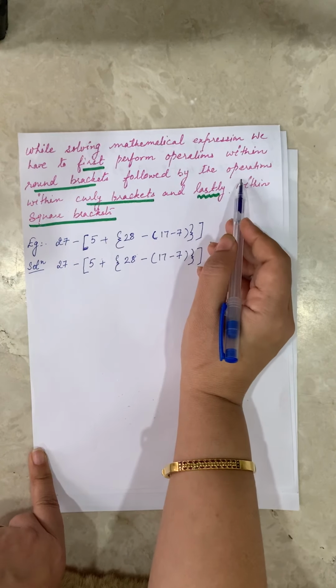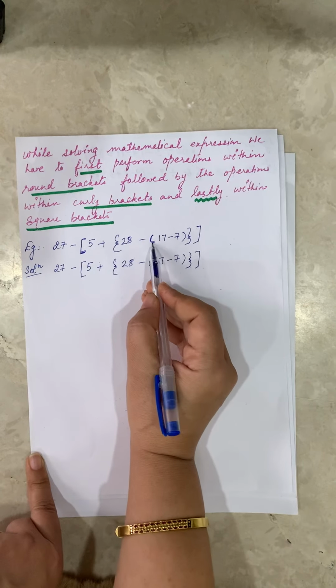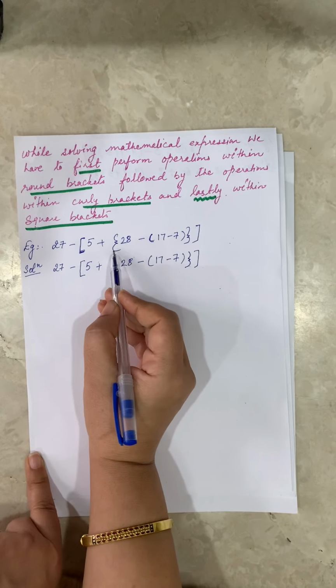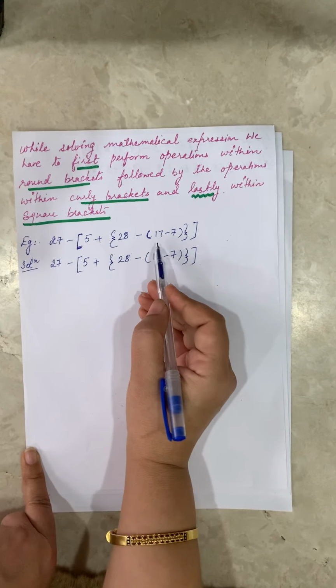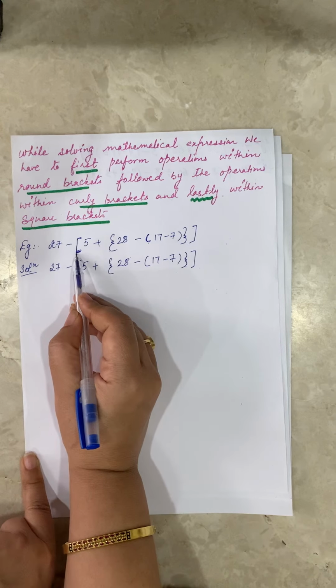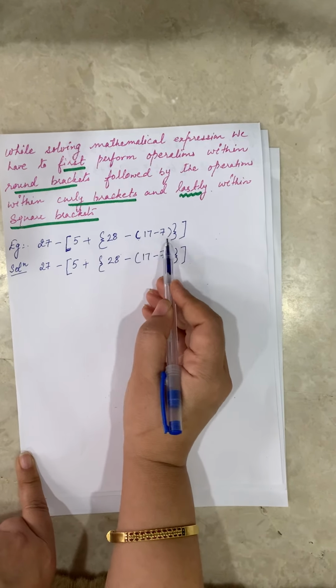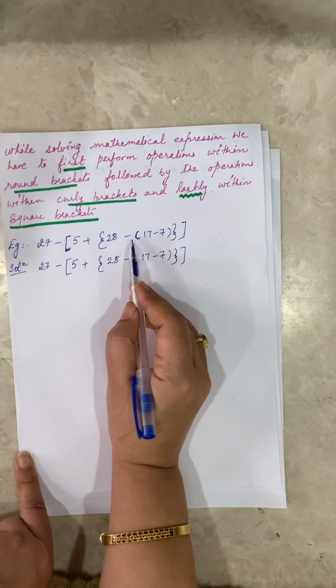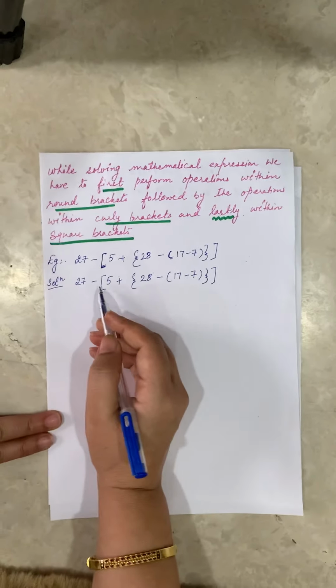Now what does this mean? This means that we have to solve round bracket first, then curly bracket, and then the square bracket. I repeat, round bracket first, then curly, and then square. And we have to follow DMAS rule within all these brackets. So let's take an example.